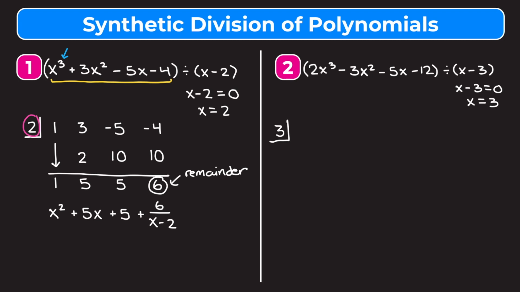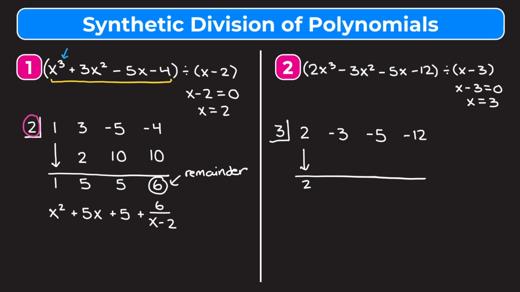And now we have to put the coefficients of 2x cubed minus 3x squared minus 5x minus 12 and the constant. So we have 2x cubed, so we're going to put a 2. We have minus 3x squared, so we put a minus 3. Minus 5x, we're going to put a minus 5. And minus 12, we're going to put a minus 12. And then we're going to draw our line. And we're going to start by bringing down this 2.